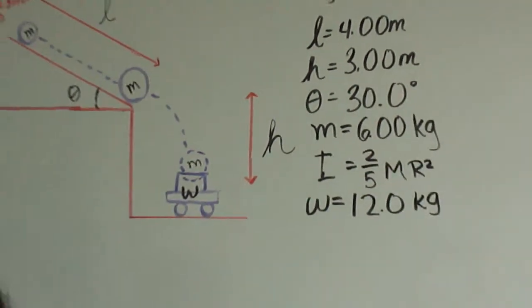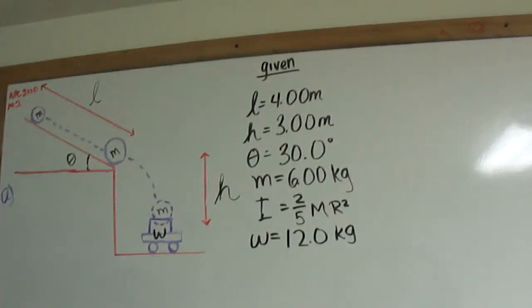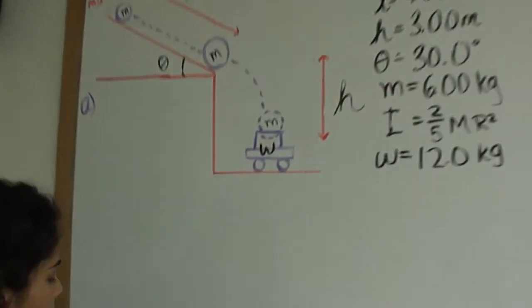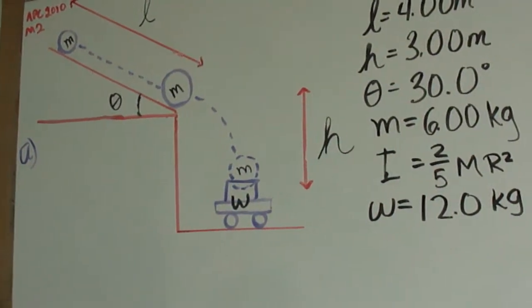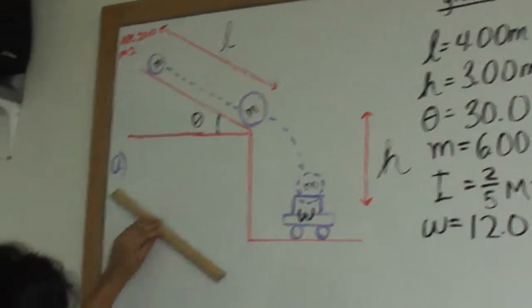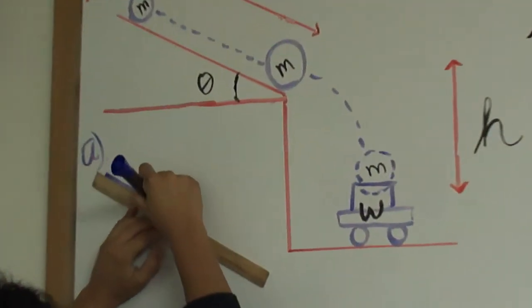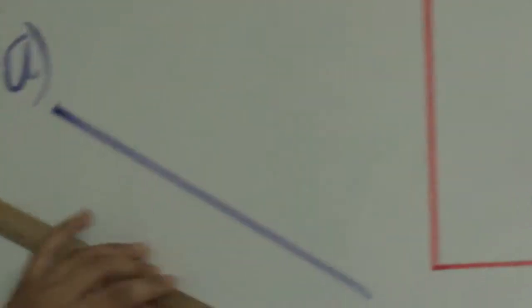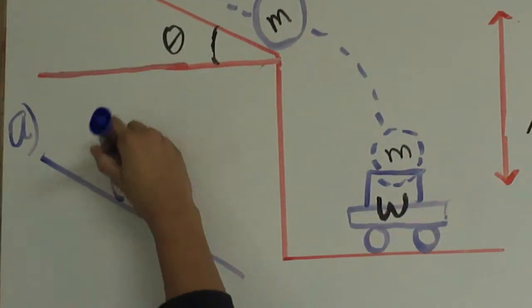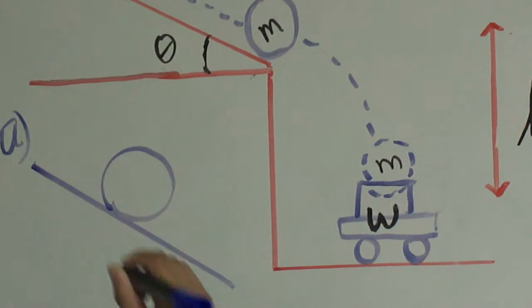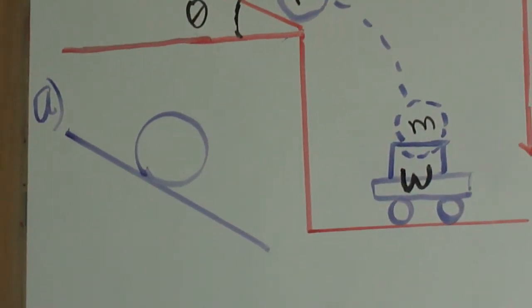Part A asks us to draw and label the forces, but not the components. So they just want the forces that are acting on the sphere as it's going down. So it's basically like doing a free body diagram. When the sphere is right here, it has three forces acting on it.